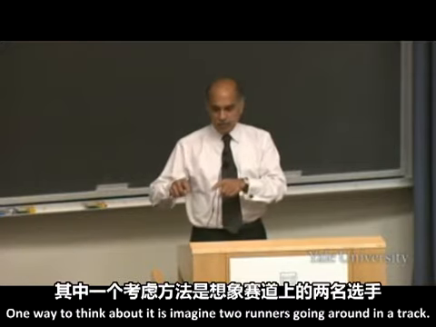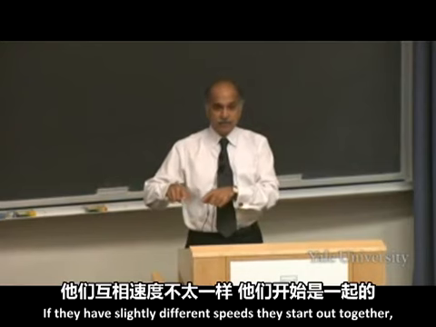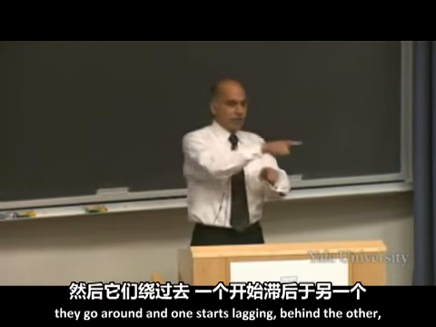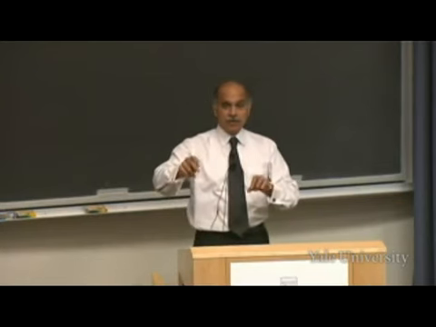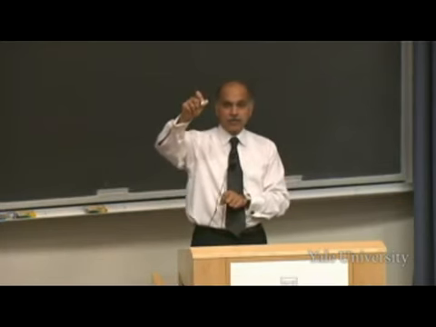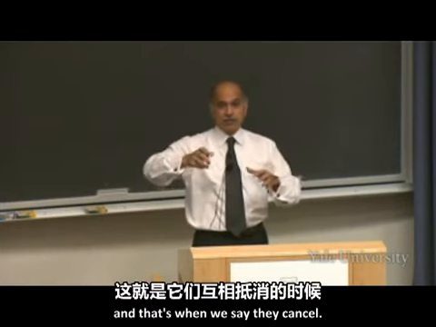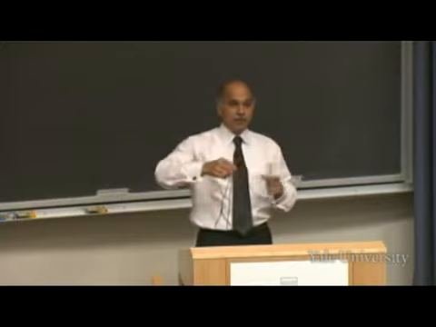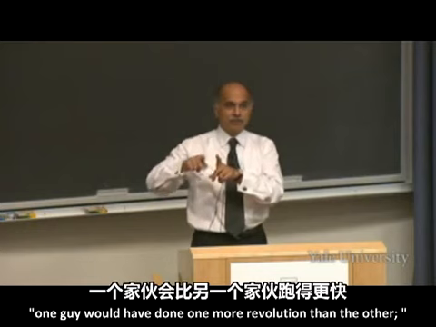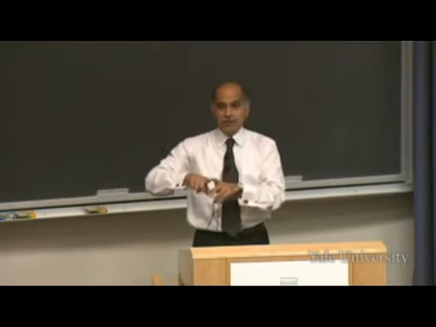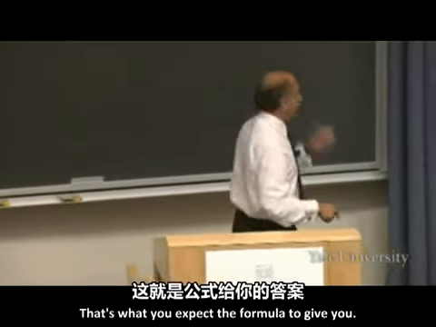One way to think about it is imagine two runners going around a track. If they have slightly different speeds, they start out together, they go around, one starts lagging behind the other, and they will be on different parts of the circle, and a time will come when they're on opposite parts of the circle. When they're on opposite parts of the circle, the angular difference between them is pi, and that's when we say they cancel. If you wait long enough, they'll again line up, but with one difference. One guy would have done one more revolution than the other. Then again they will be in step and out of step. That's what you expect the formula to give you.